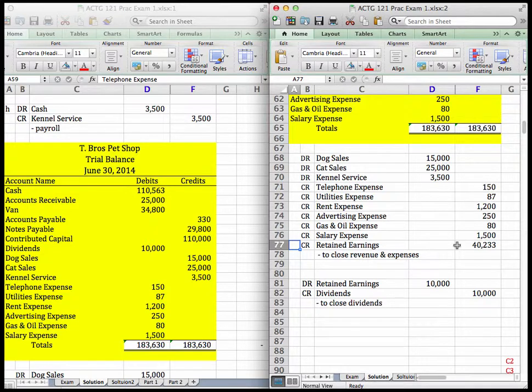So that is how you do what they call CJE 1, or Closing Journal Entry 1. You close all your revenue, and then you close all your expenses. The difference between the two will be put into retained earnings. Now, please note, if you needed a debit to make this journal entry balance, then you would have debited retained earnings.